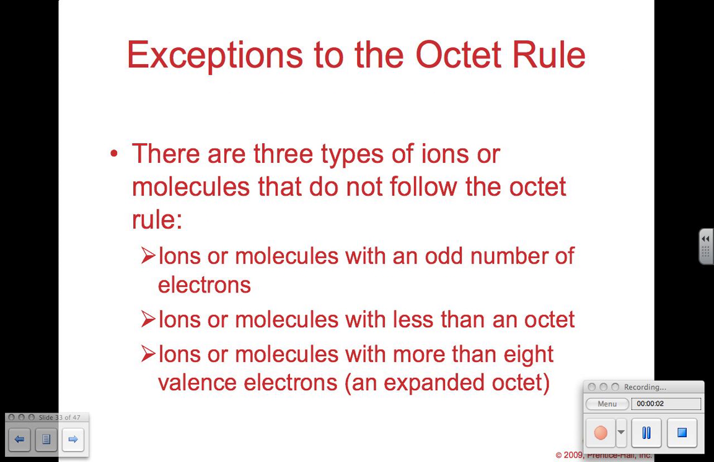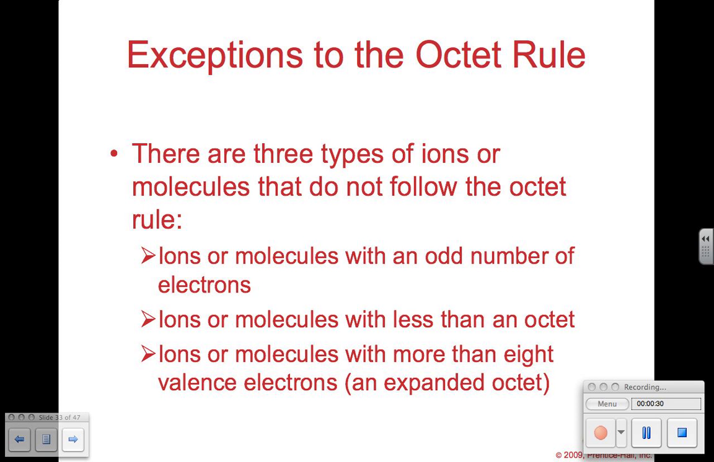Okay, so we are now moving into the exceptions to the octet rule. The octet rule being structures that follow the rules of needing 8 electrons in their outer shell. And there are a number of exceptions to that rule. Okay, so 3 types of ions or molecules that don't follow the octet rule.